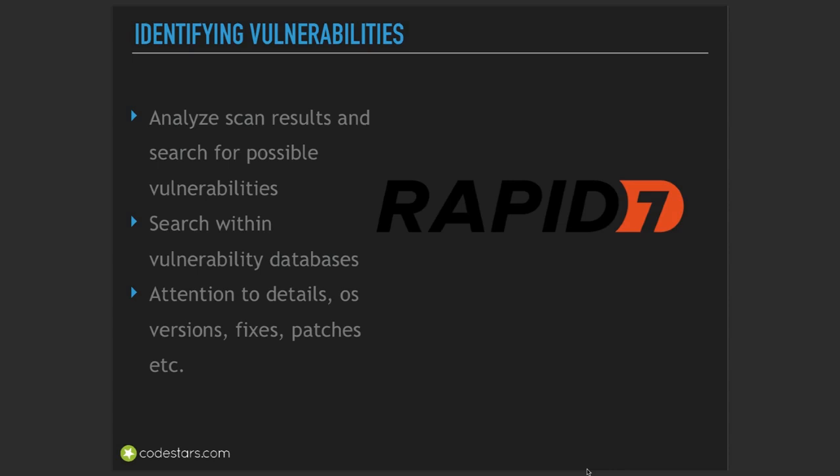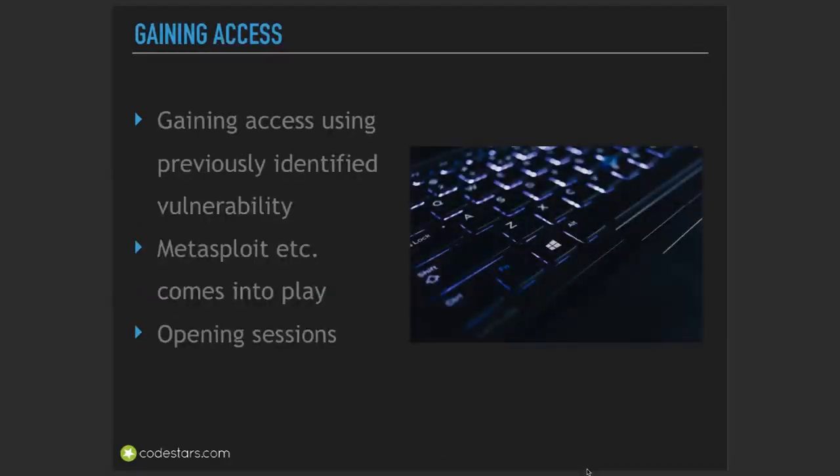So you have to pay attention to details, operating system versions, fixes, patches, and everything. And this is no different than what we have done in the system penetration testing section. So remember, we have used Nmap, then we searched online for some specific versions, and we have used the Rapid7 database in order to understand how we can leverage those weaknesses. And in the next step, we're going to gain access.